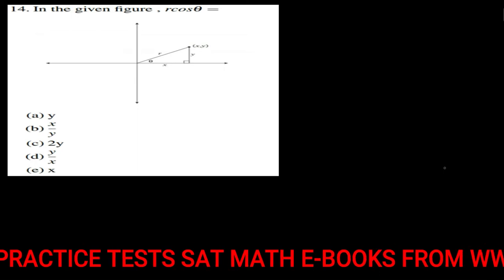So students, this is our question number 14, and we have to find the value of r cos theta in terms of x and y here, right? So let us understand this concept here. If we have a triangle here, we can draw this particular triangle. Let us say this angle is theta as given in the figure. So this point is x comma y.